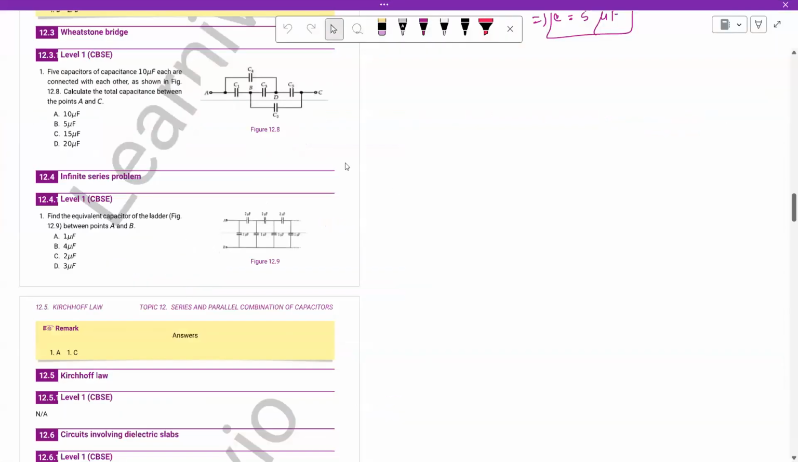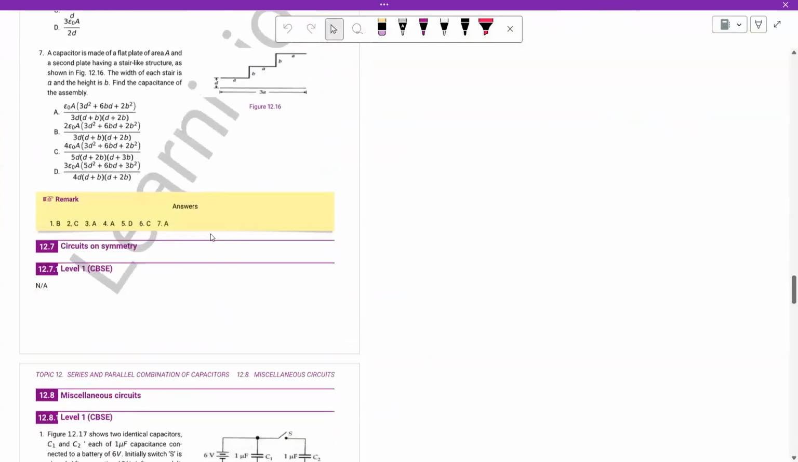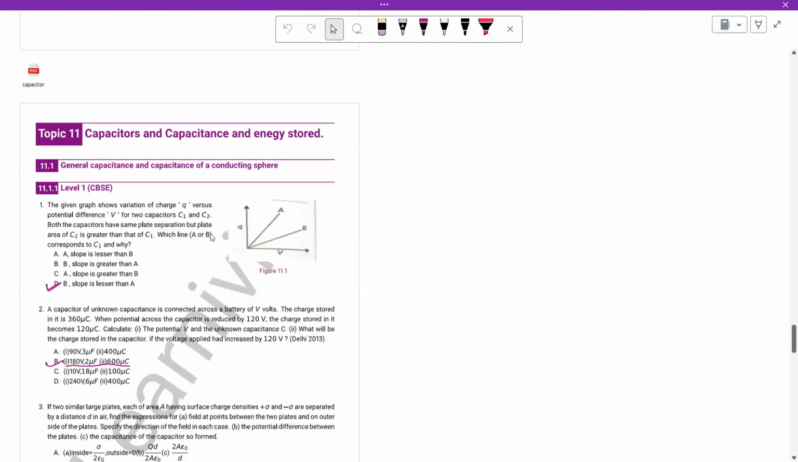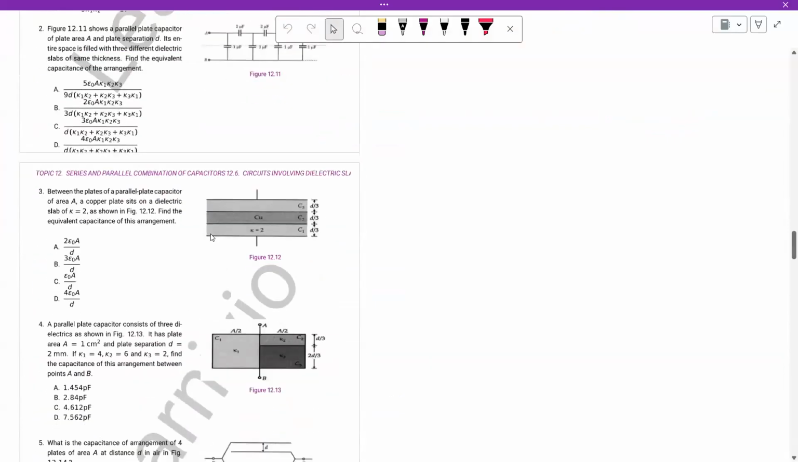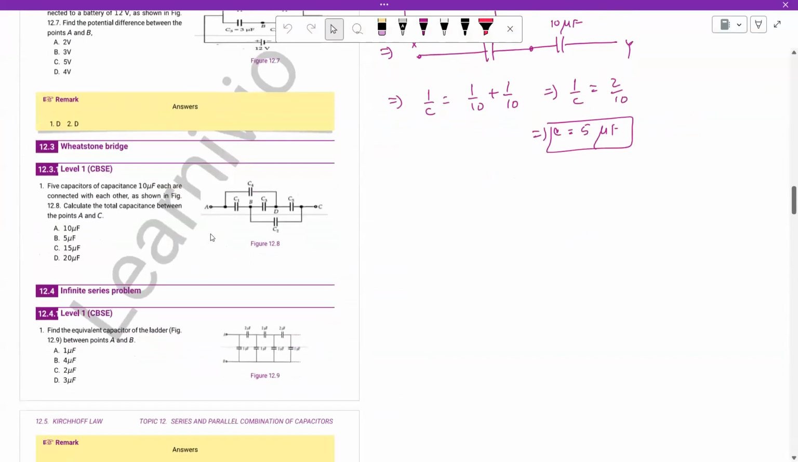Yeah, so this is question number 12.3, right? We are solving for the capacitance of different capacitors. These questions we'll do quickly, and then we'll move on to the next one. So let us quickly do all these questions. We'll do only a few questions.